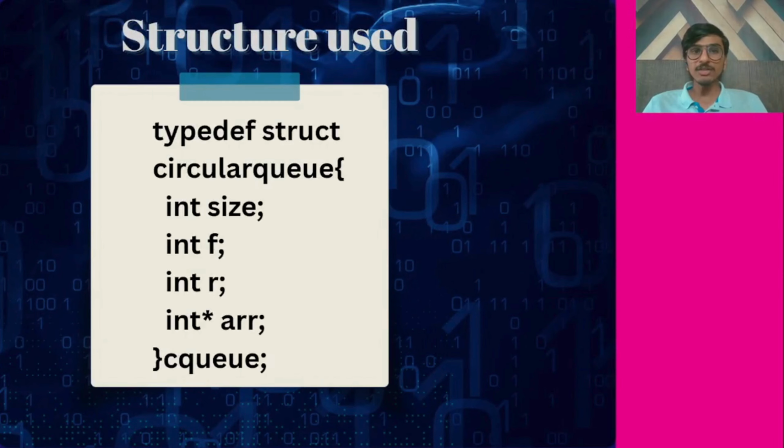Here's a basic structure definition for the circular queue. We are defining a structure circular queue and renaming it to CQ for convenience. It contains int size to store the maximum size of the queue, int F for the front indicating the first element, and int R for the rear indicating where the next element is to be added. And int *ARR, a pointer to an integer array which will hold our queue elements.